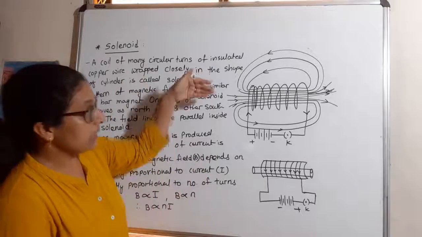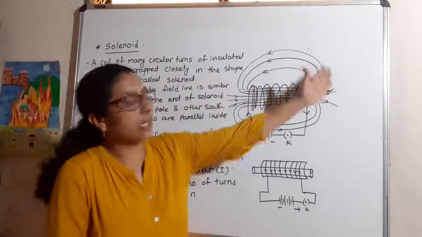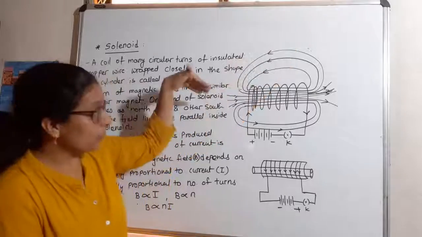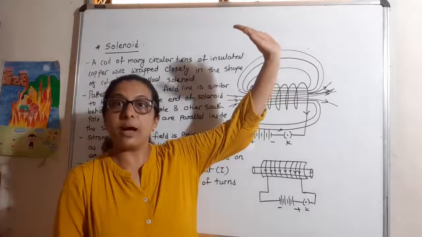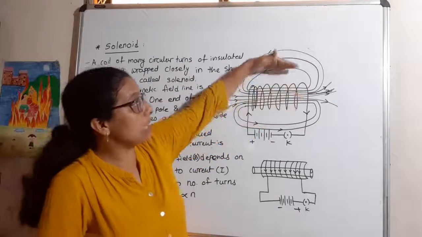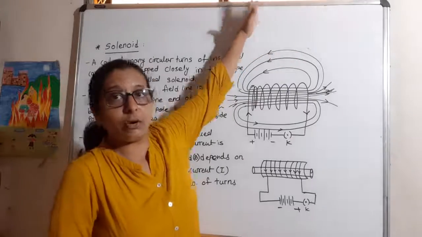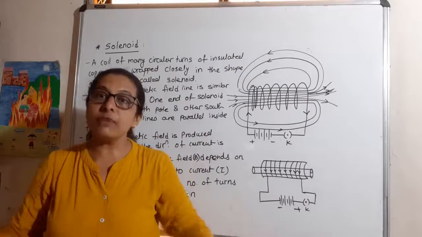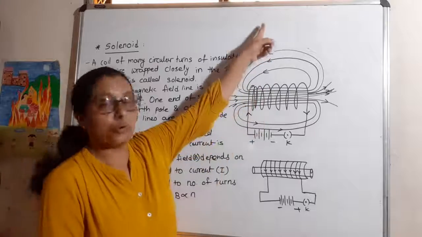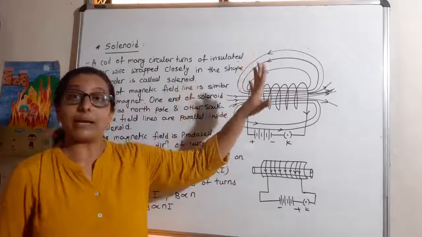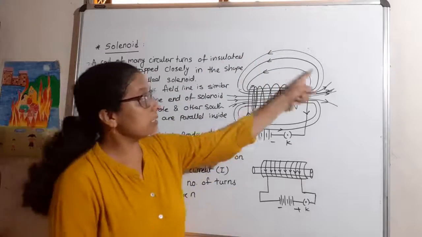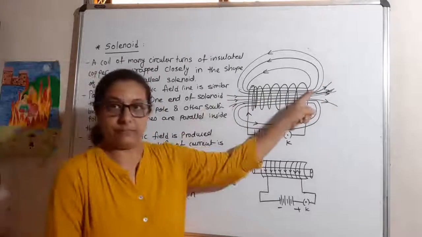Here also emerge from here to here, right? एक पोल से अंदर जाएगी, दूसरे पोल से बाहर आएगी. And whenever we go outside, farther from the solenoid, that magnetic field becomes weaker. So ये कम होती जाएगी. So this is just a magnetic field. That is, this is the magnetic field area, right?